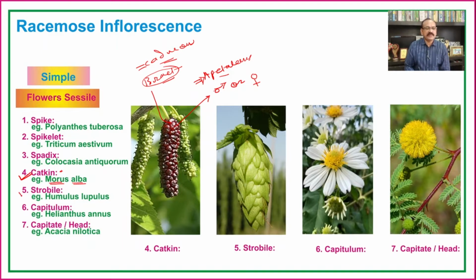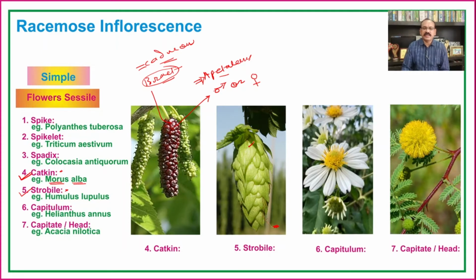The fifth one, that is strobile type of inflorescence. This word comes from strobilus. If you see this fifth image, you will find there is a development of this inflorescence just like the strobilus of the gymnosperms or the pteridophytes, and hence the name is given, that is strobile.